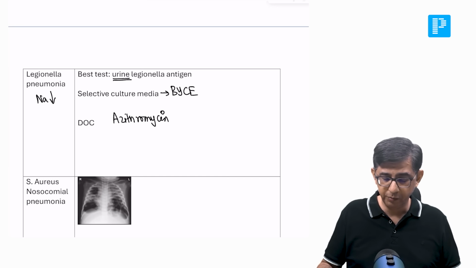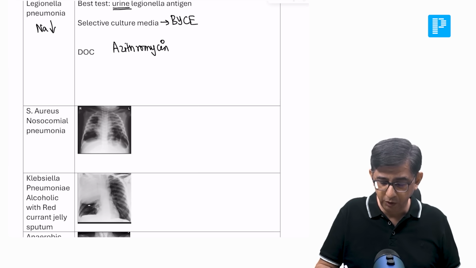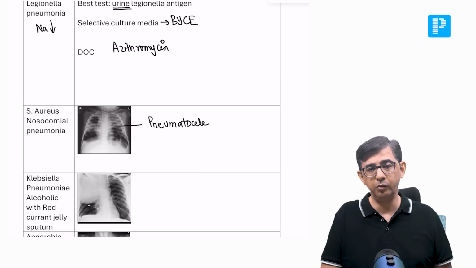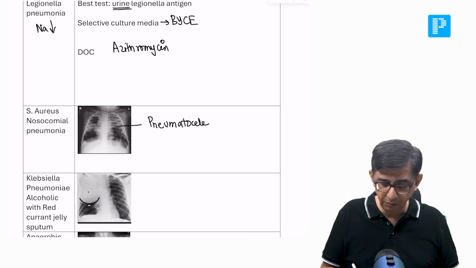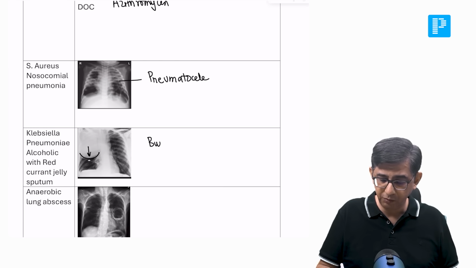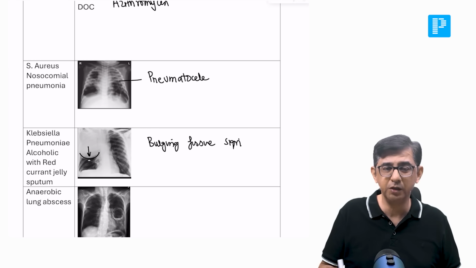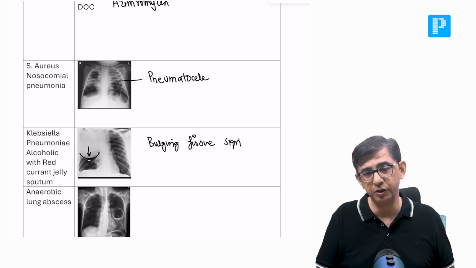In contrast, when it comes to Staph aureus nosocomial pneumonia, that is hospital-acquired pneumonia, if the radiological finding has been asked, this radiological finding will have small cystic cavities in the lungs. These small cystic cavities are called pneumatoceles. Then in Klebsiella pneumoniae, obviously one hint can be alcoholic and red currant jelly sputum, but along with that, what you can also see is the bulging fissure sign. So in Klebsiella pneumoniae, the main points to be remembered are, first, the hint of alcoholic, and second, the radiological finding of bulging fissure sign.